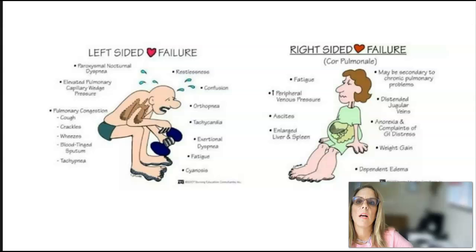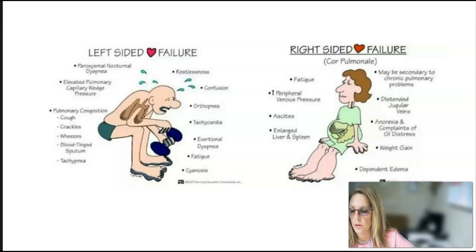And so what are some of our priority interventions? We'll be administering oxygen, monitoring vital signs, ECG, O2 sat, urine output, daily weights, and then you'll be administering those cardiotonic or inotropic drugs. This is where we talked about DIG, diuretics. We talked about the loop diuretics. And so all of those are important.